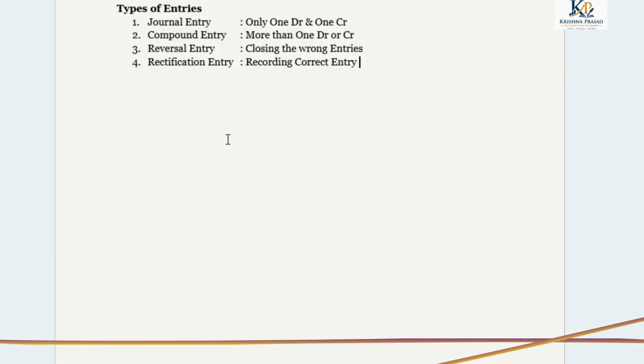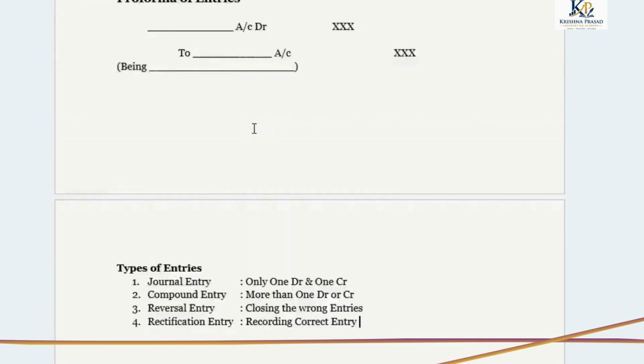So this is the procedure. Like this we'll be having the four types of entries. Whichever type of entry you want to prepare, you can go with the preparation. But mostly the companies will prepare only the first two types of entries, journal entry and compound entry. The remaining, reversal and rectification, will be very rare options. Okay, we can use it. So these are the types of entries.